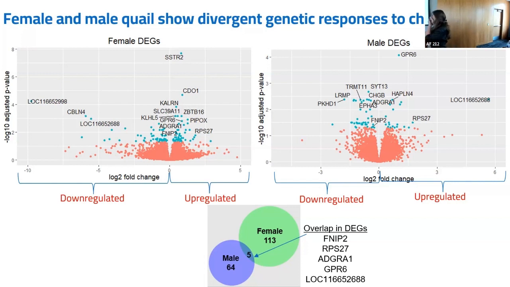Females and males. And our total number of DEGs in females was 113, and nearly half as many genes responding to stress in males, 64. And of those DEGs between males and females, only 5 were overlapping, which tells us that male and female quail are showing divergent genetic responses to chronic stress. So there are nearly twice as many female genes, they have a greater response to chronic stress, and their response is very different due to that very low amount of overlapping genes.